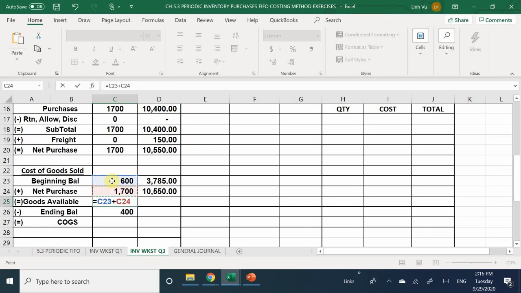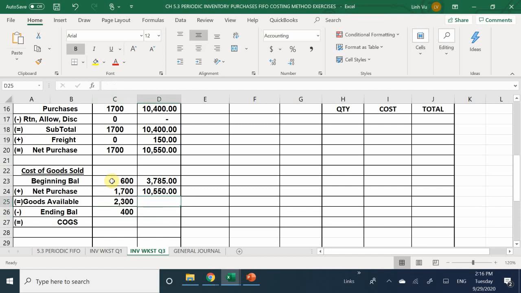What you have available to sell? Exactly. So I'm going to add my beginning inventory plus the net purchases. So what is my total items I have available? So total items available are 2,300. 2,300. And what is the total cost of those items available? That's 14,335.